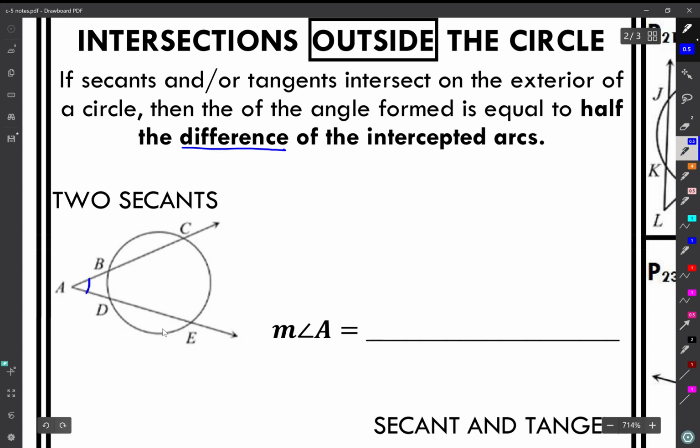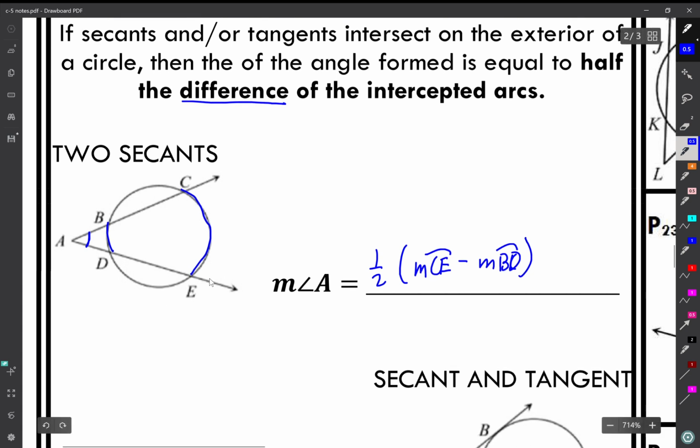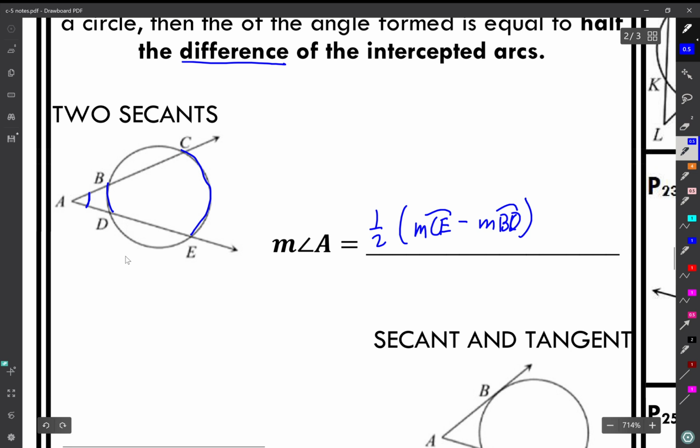Angle A is right here, and our intercepted arcs would be arc BD and arc CE. We'll take the difference, which means subtract, and then we still have to take half of that as well, so it'll be 1/2. We can see that arc CE will be bigger than BD, so that's the order we'll put these in. The measure of arc CE minus the measure of arc BD. Basically you just take the 2 arcs, subtract the bigger one minus the smaller one, and then divide that by 2 to get the measure of the angle.